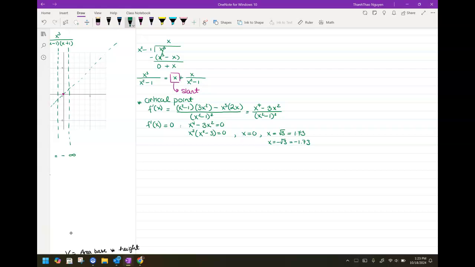So we take a look at the intervals. We divide the interval into negative infinity to negative 1.73, negative 1.73 to negative 1, negative 1 to 1, 1 to 1.73, and the last interval 1.73 to infinity. We use test values, and here we have our f prime of x: x squared minus 3, the denominator x squared minus 1 squared, and overall f prime of x.